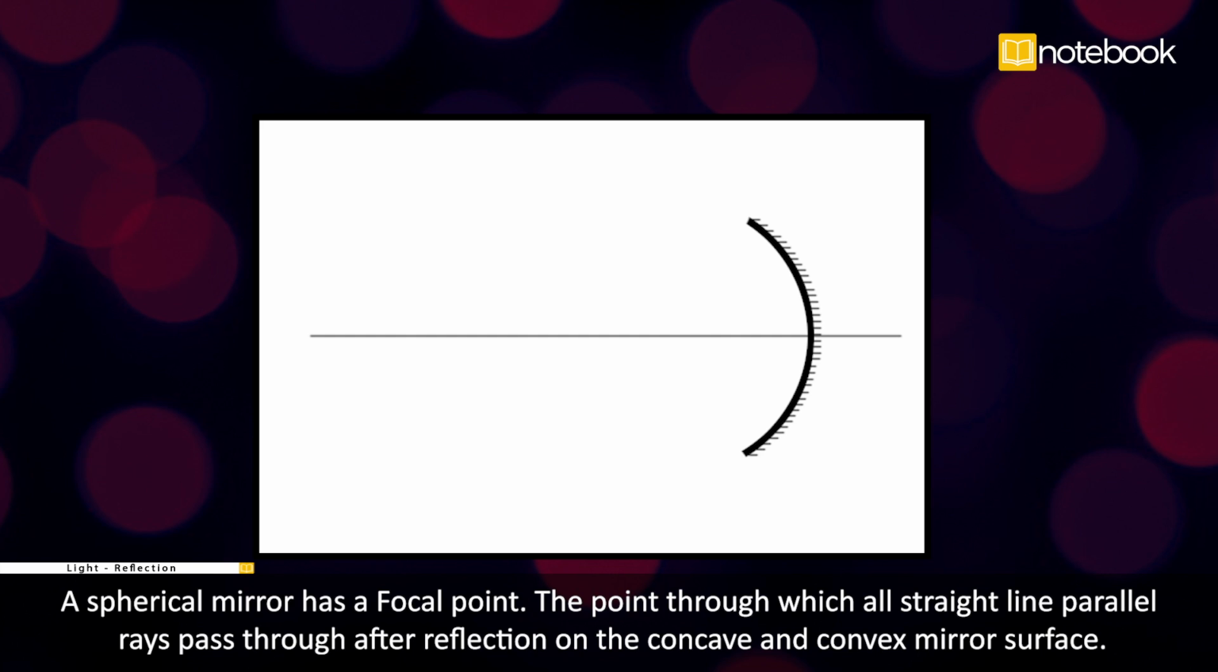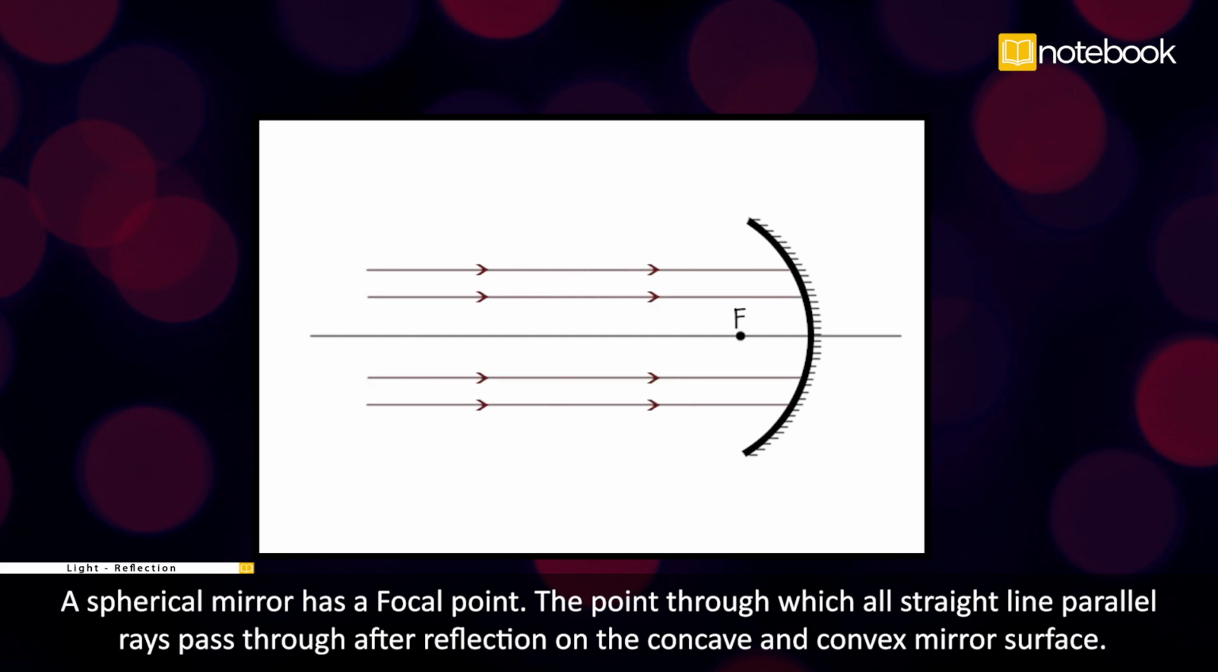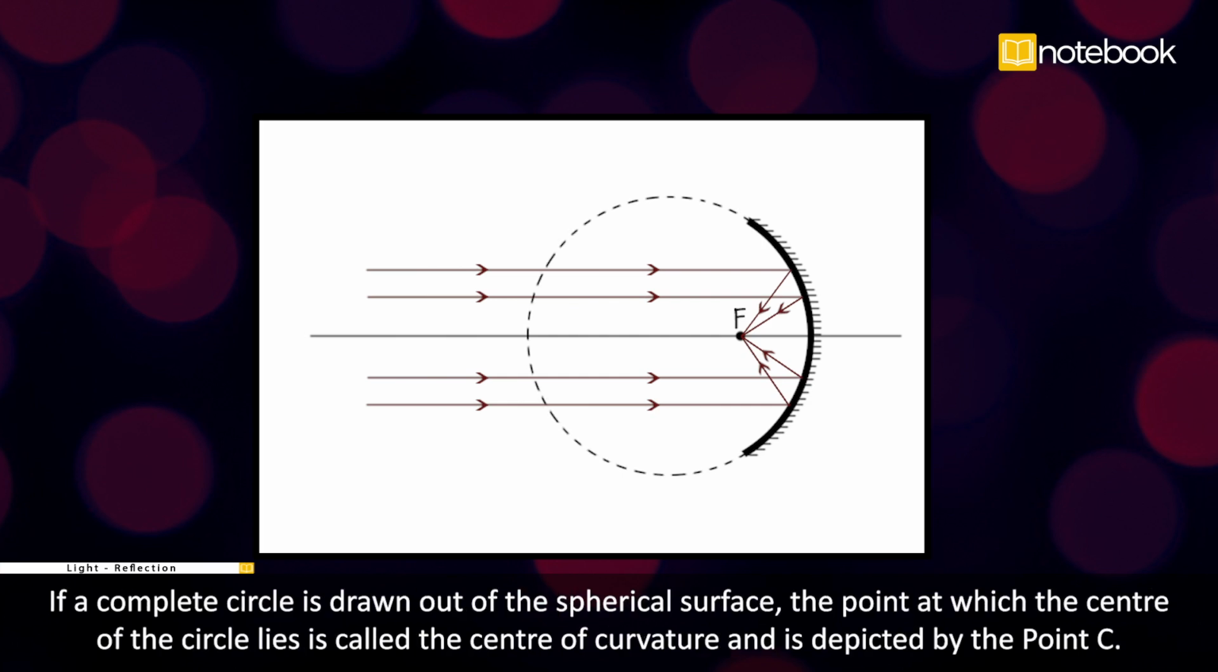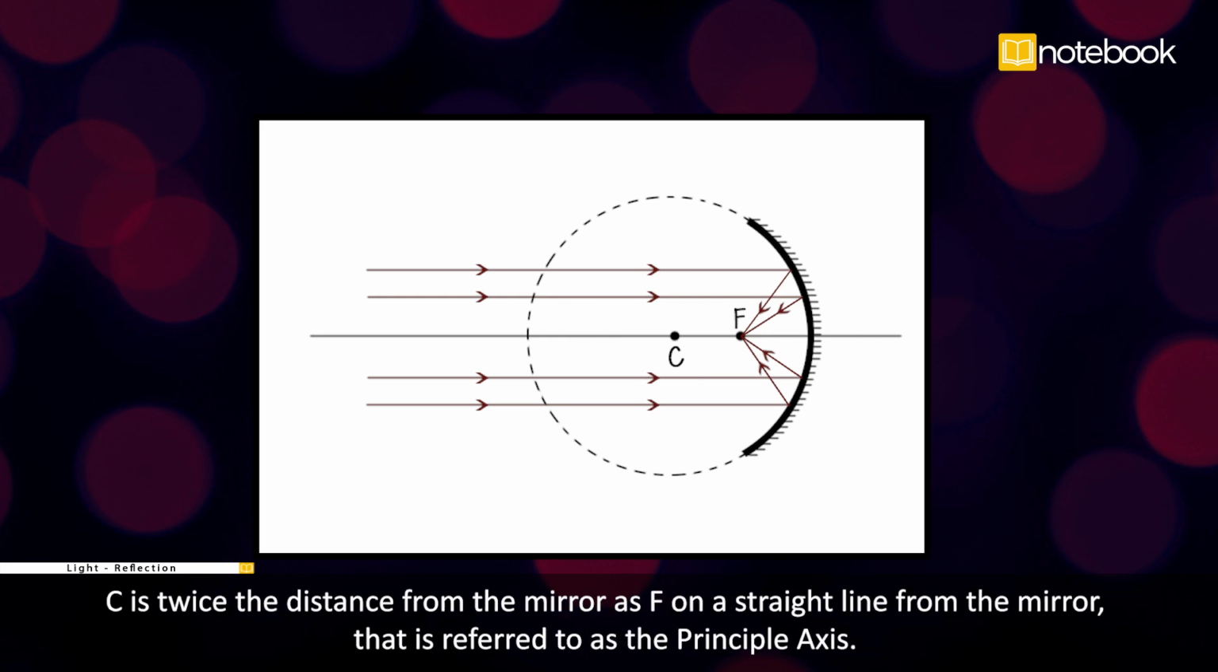A spherical mirror has a focal point, the point through which all straight line parallel rays pass through after reflection on the concave and convex mirror surface. If a complete circle is drawn out of the spherical surface, the point at which the center of the circle lies is called the center of curvature and is depicted by the point C. C is twice the distance from the mirror as F on a straight line from the mirror, that is referred to as the principal axis.